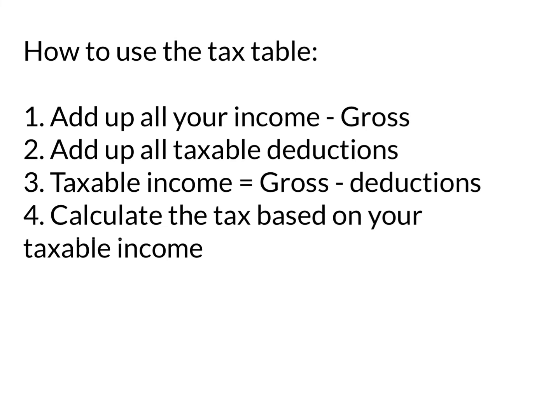So how do you use the tax table? First thing, you add up all your income. That's called your gross. You then add up all your taxable deductions. Thirdly, your taxable income to use in that table is the gross income minus any deductions you're allowed. And finally, you calculate the tax based on your taxable income, depending on which bracket you fall into.